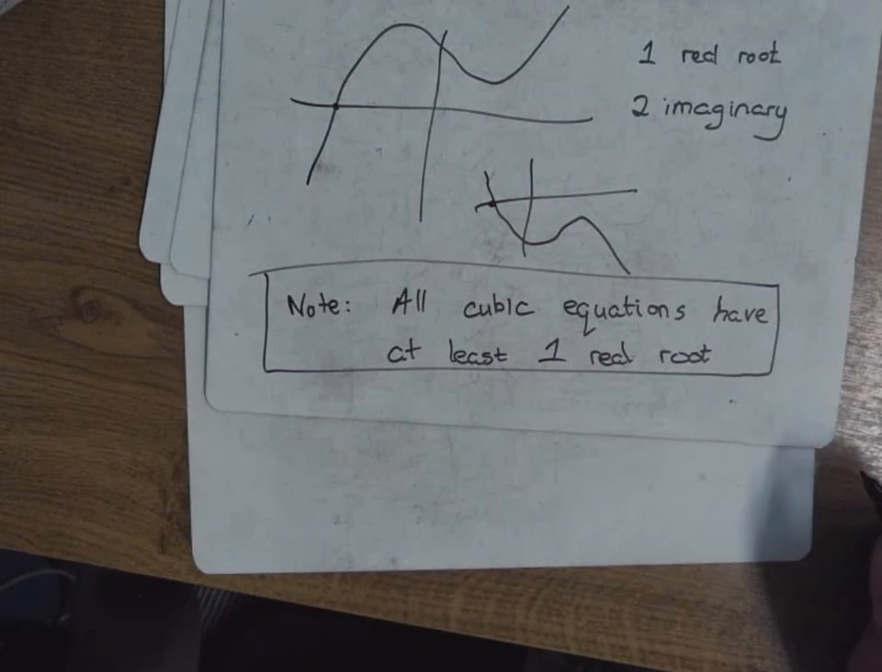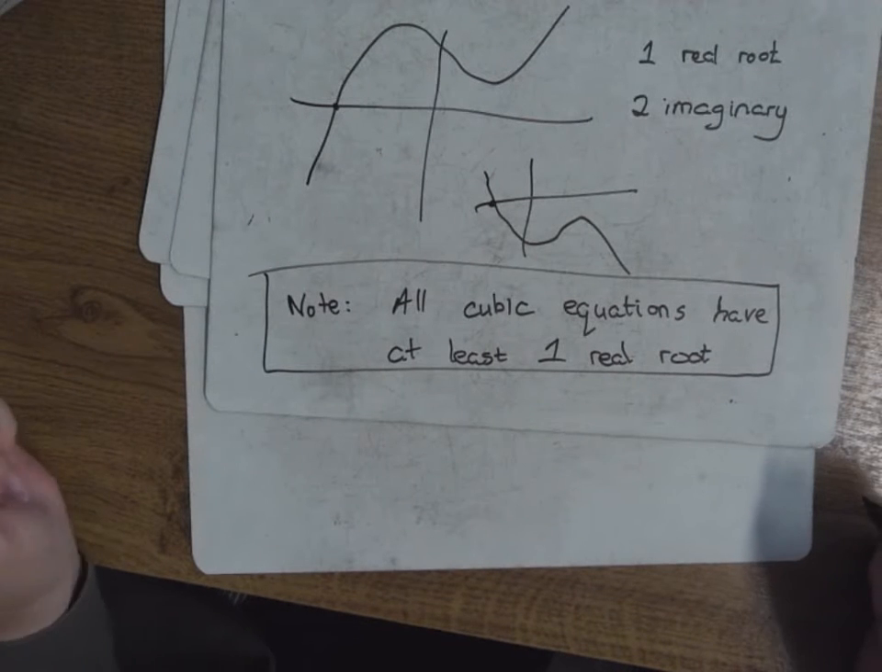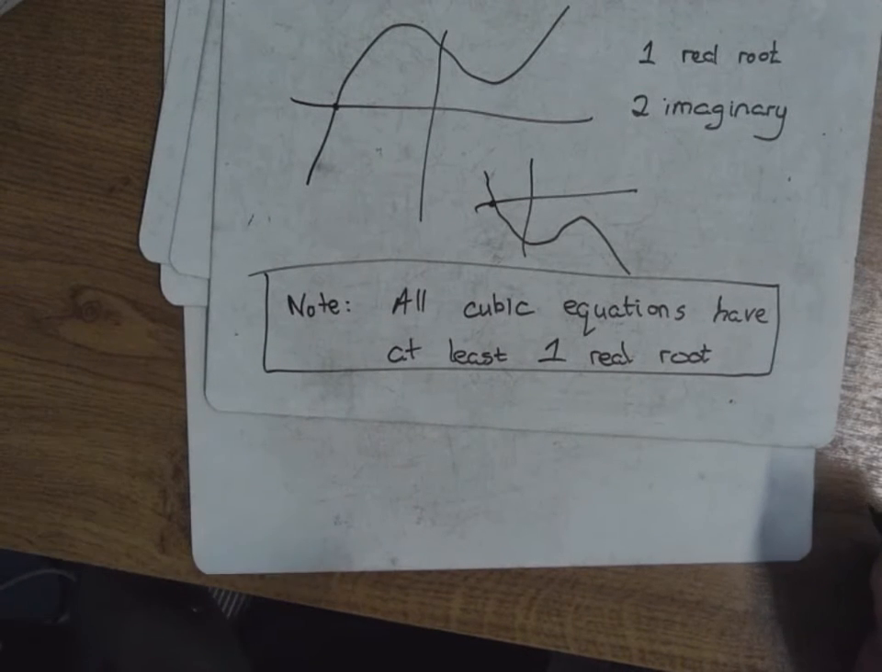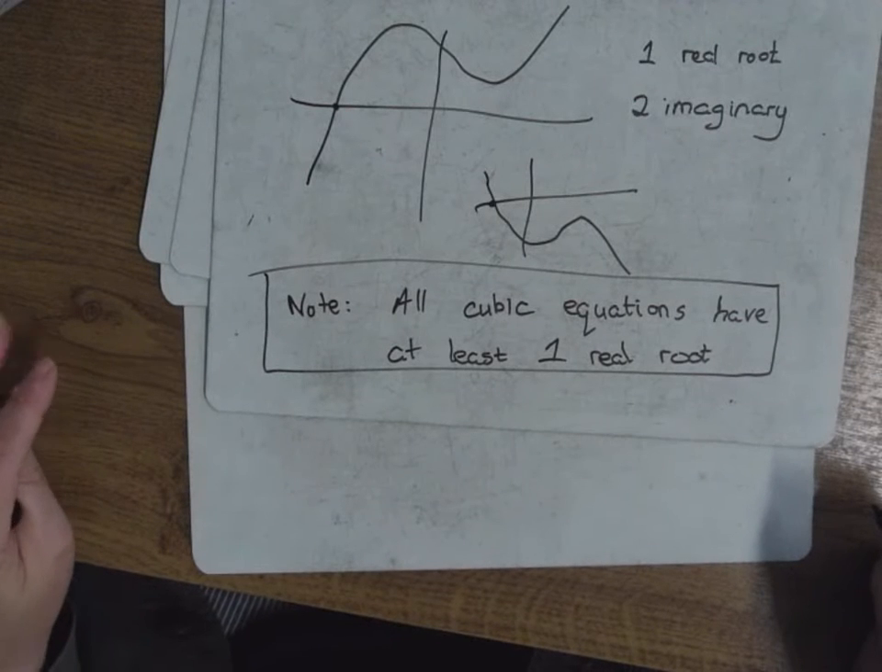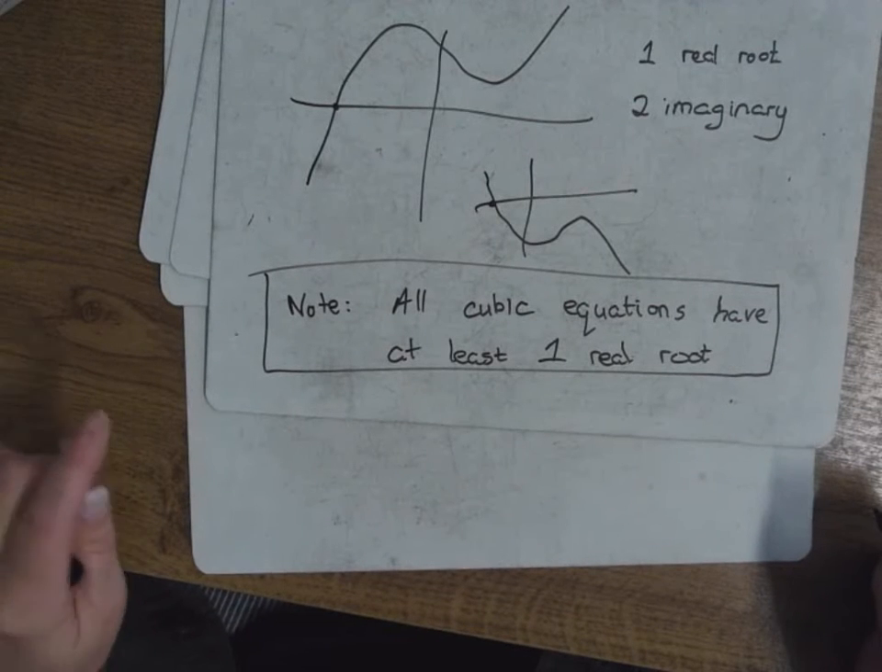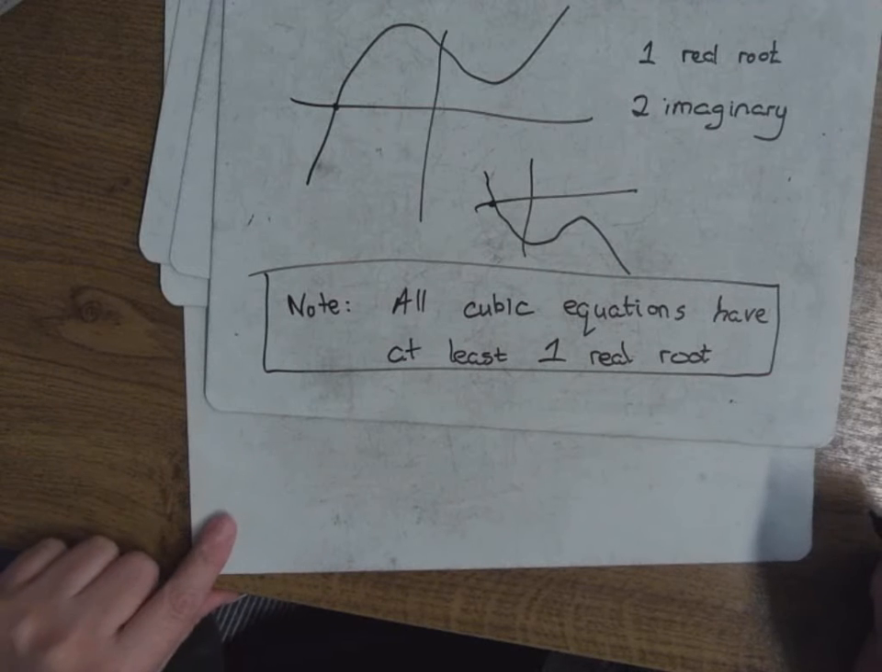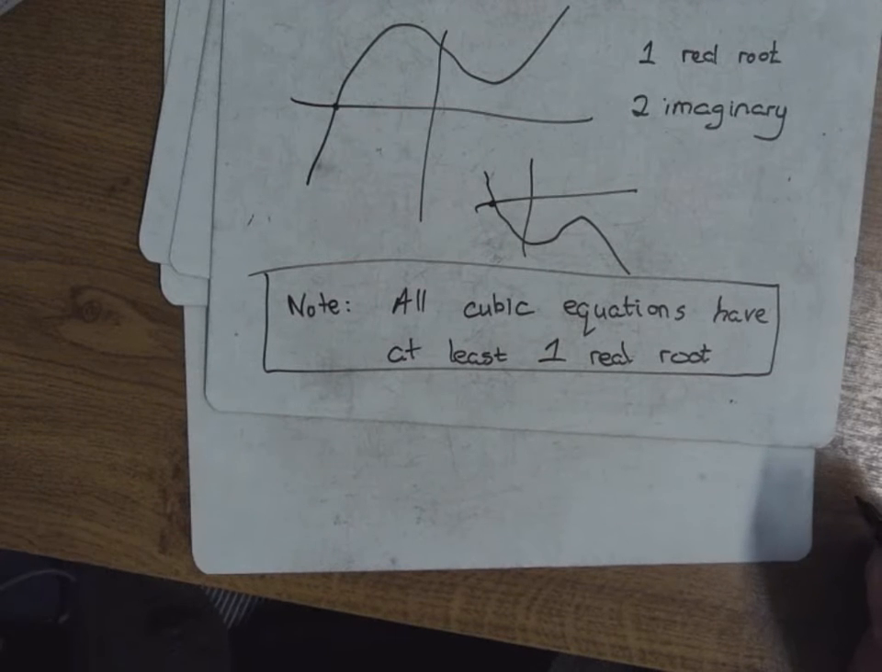So there's never a case where all the roots are imaginary. There has to be at least one real. Is that okay? Right? There has to be at least one real. Okay? Now will I go on to the next bit?